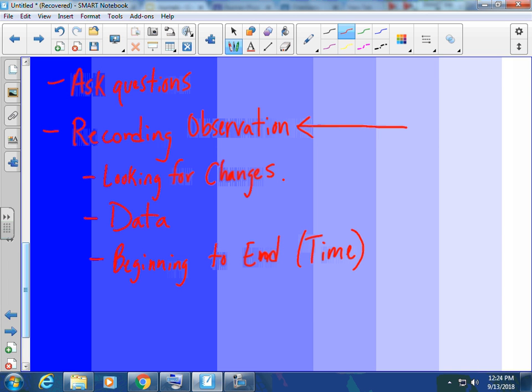So you guys are hitting all the important points right here. Changes. We're recording data by recording what changes. We're going to record when it changes. That's important, I think. When we make observations, let's see.